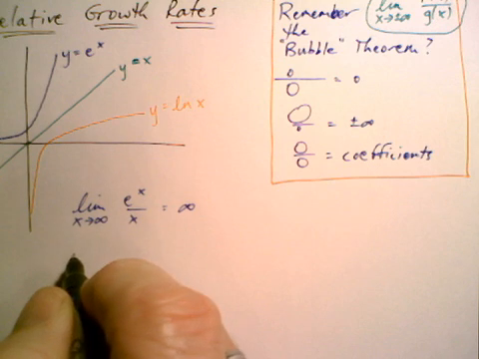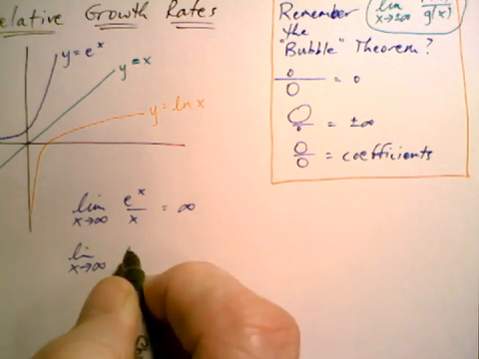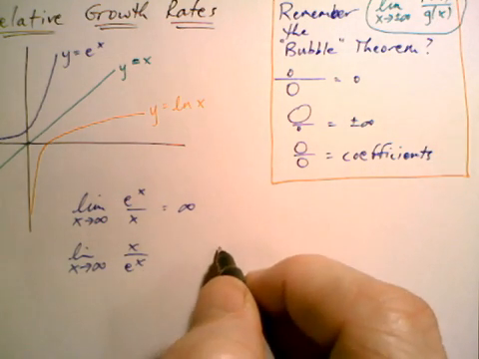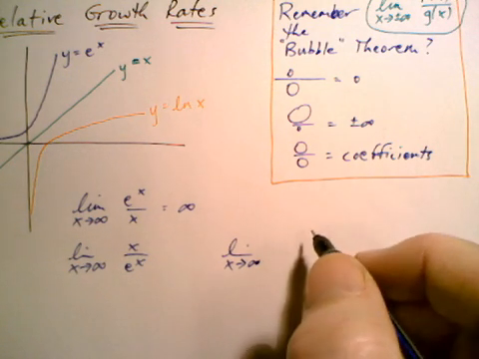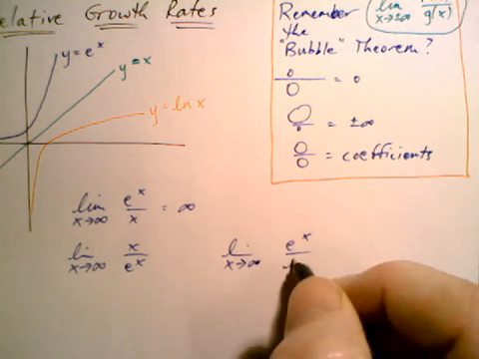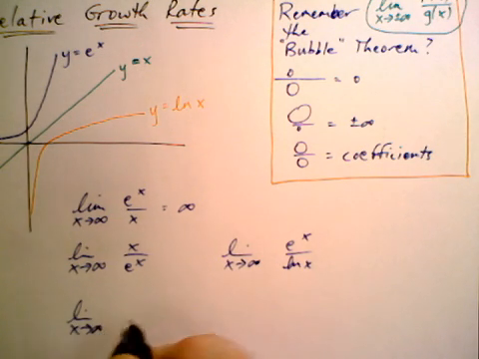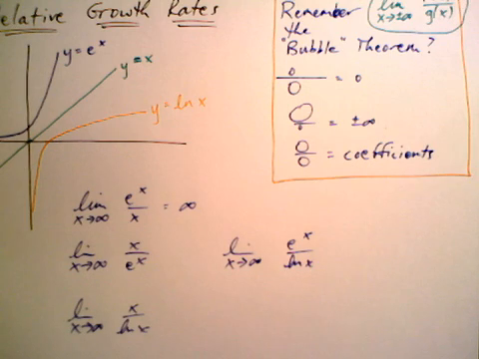I'm going to go ahead and put up a couple more limits and then pause the video and have you try a couple more before we get any further. Limit as x approaches infinity of x over e to the x, then limit as x approaches infinity of e to the x over ln of x, and limit as x approaches infinity of x over ln of x. Try those, and I'm going to stop the video because my wife needs to talk to me.